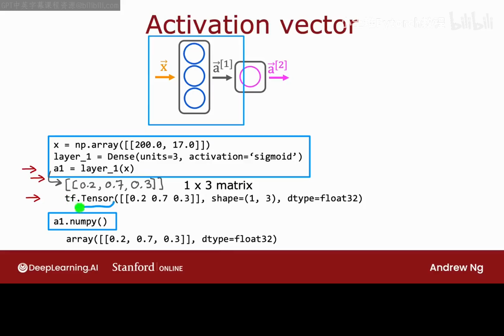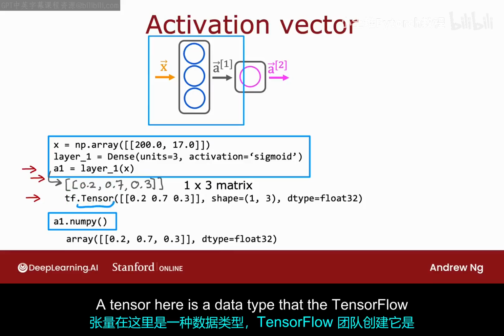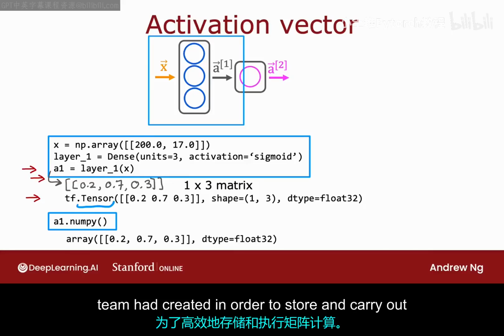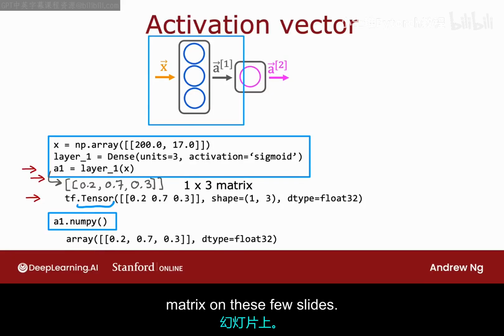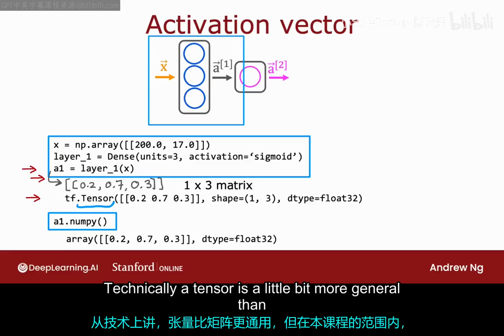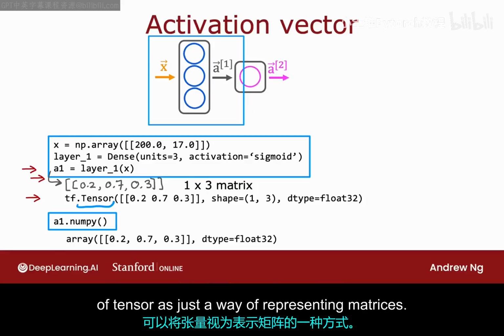And what is a tensor? A tensor here is a data type that the TensorFlow team had created in order to store and carry out computations on matrices efficiently. So whenever you see tensor, just think of it as matrix on these few slides. Technically, a tensor is a little bit more general than a matrix, but for the purposes of this course, think of tensor as just a way of representing matrices.